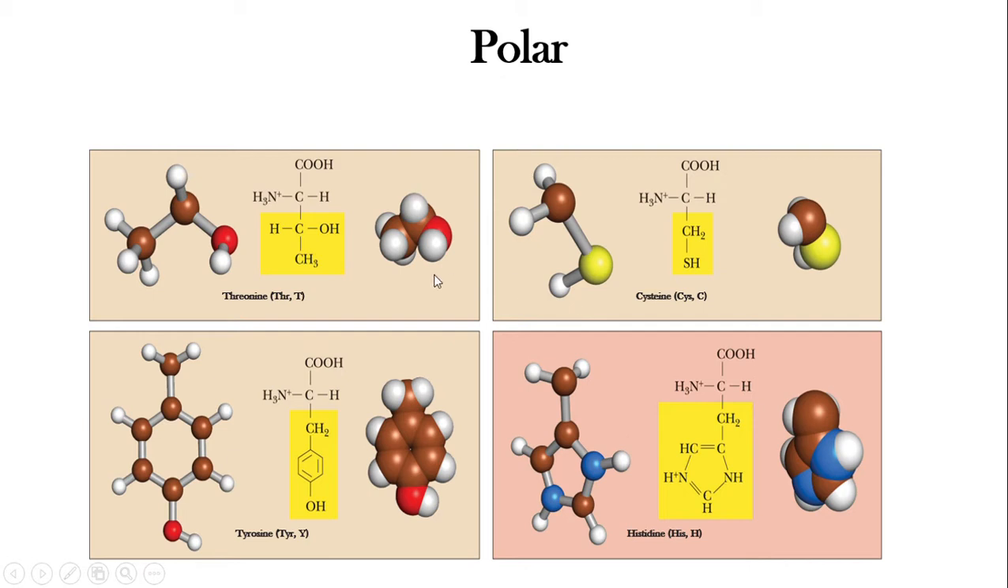Threonine, also considered a polar molecule. We have that hydroxyl group. Cysteine, here's that SH group again. This SH is going to allow it to react with other cysteine molecules, and we'll take a look at that reaction as well. Tyrosine is another aromatic but also polar amino acid. Again, here's that benzene ring, but we have a hydroxyl group here that makes that a polar molecule.